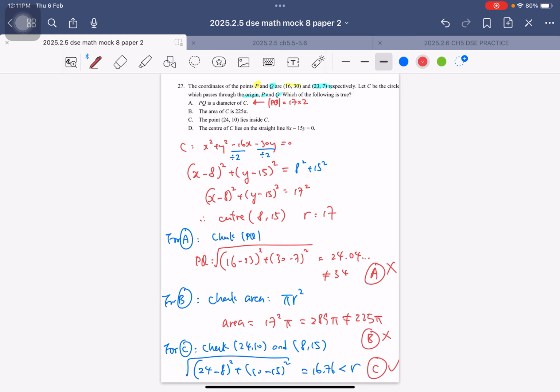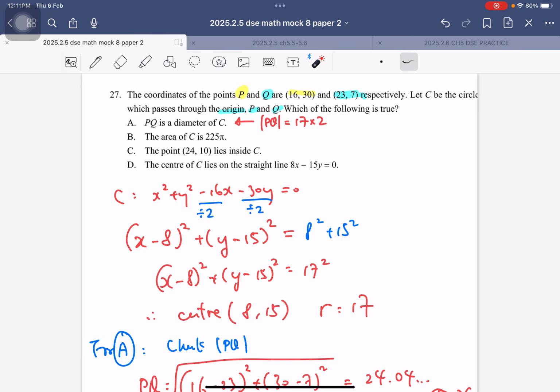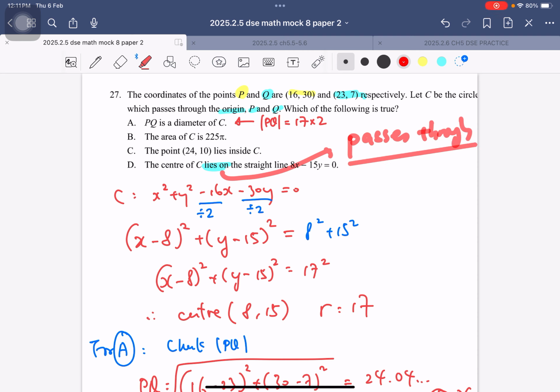So I want to talk about part D as well. How do we determine whether the center C lies on the straight line? Lies on means what? No. Lies on means it passes through. How do you determine a point is passed through by a line? You just substitute the center, which is 8, 15, into the equation to see if the left hand side is equal to the right hand side or not. Understand?